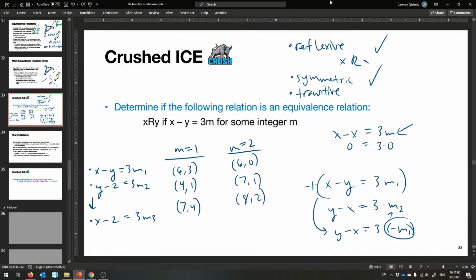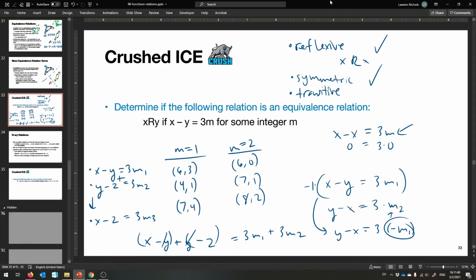Okay, so this is the idea. We know that x minus y is this and y minus z is that. Can we somehow use these equations to make this equation happen? And the answer is yes. What if we add these two equations? We add the left side, we add the right side. The y's will cancel. x minus y plus y minus z. You see that? These two sides, and the y's cancel. Equals 3m1 plus 3m2. Oh shoot.